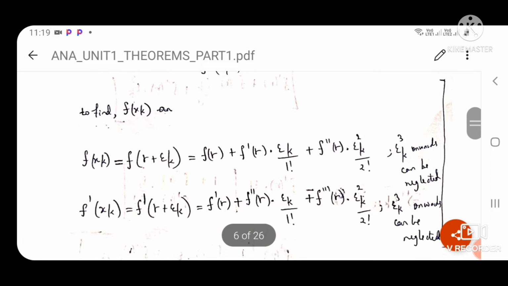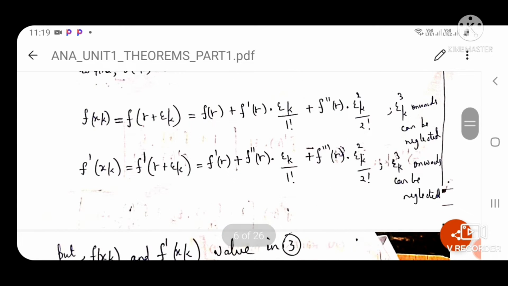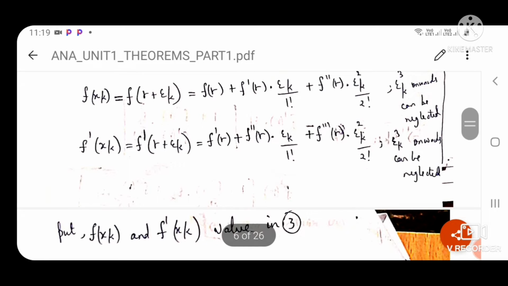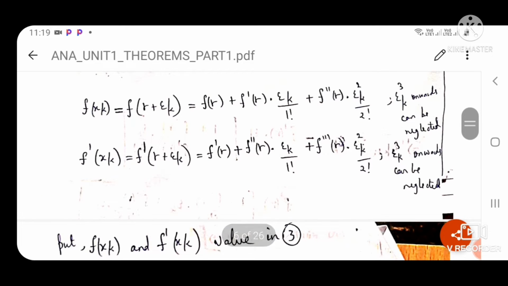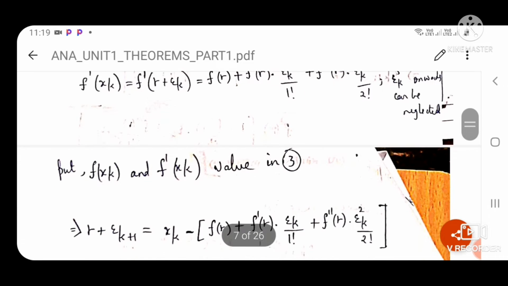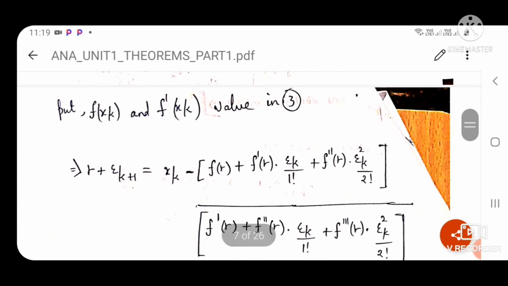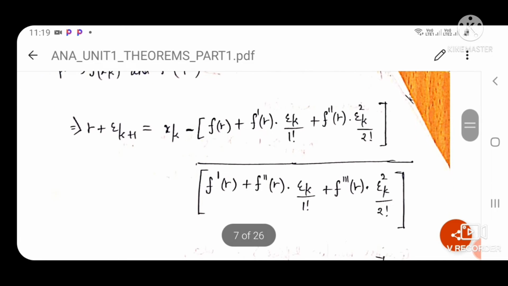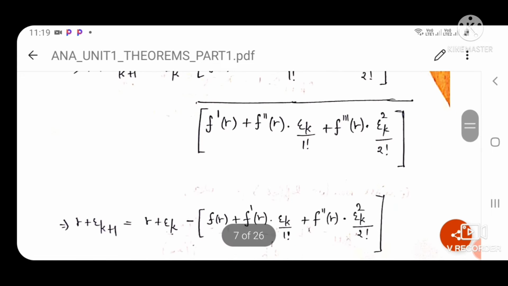So on expanding this by Taylor series, we neglect it because it's not necessary. It would be negligible. It would make no sense to involve it. Even if you involve it, it would not make a big difference. To make the sum easy, I've also included it up to epsilon k square, which is much easier. Now, put f of xk and f dash of xk in the above equation 3. By doing so, you get this particular term. This only has to be further simplified.